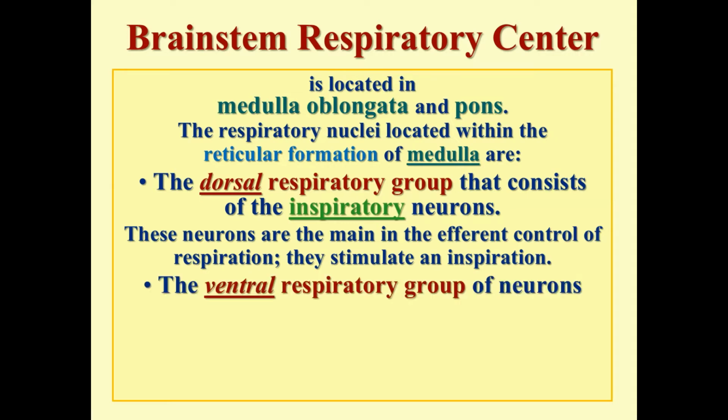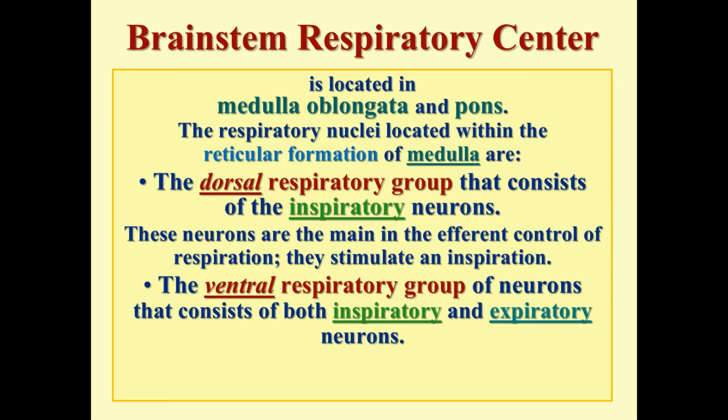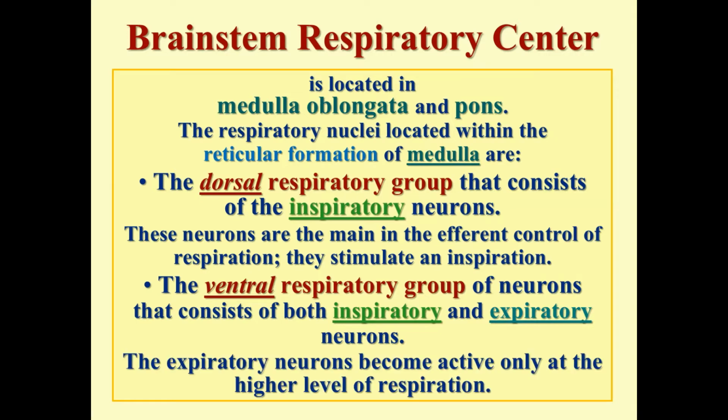inspiration as a whole. The ventral respiratory group of neurons consists of both inspiratory and expiratory neurons. The inspiratory neurons function together with the dorsal respiratory group, and expiratory neurons, in case of quiet resting respiration, are not active, and they become active only when respiration becomes more intensive.